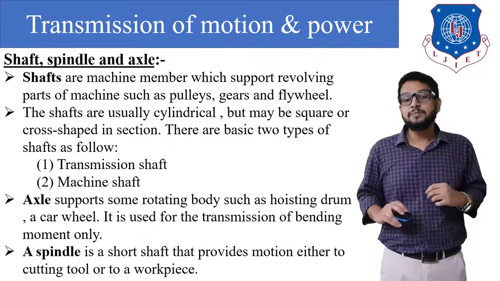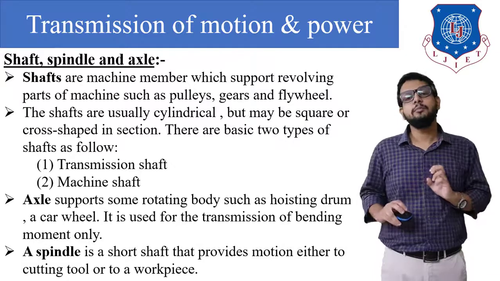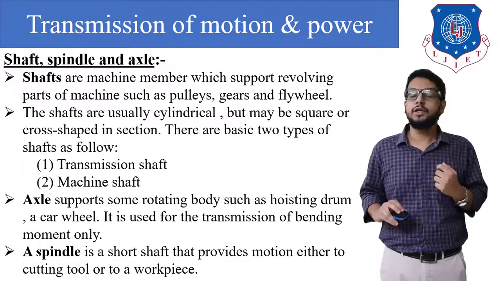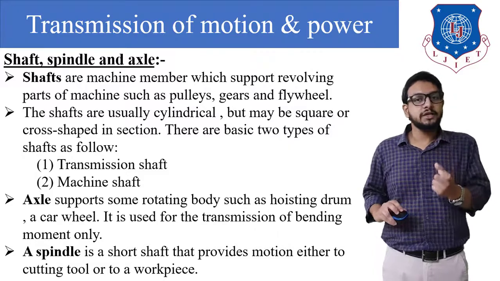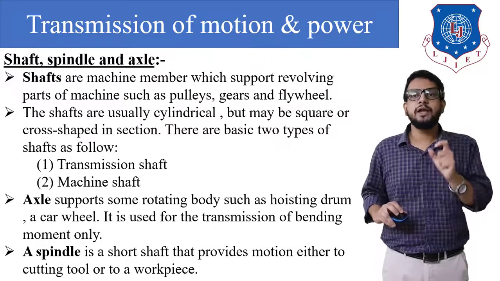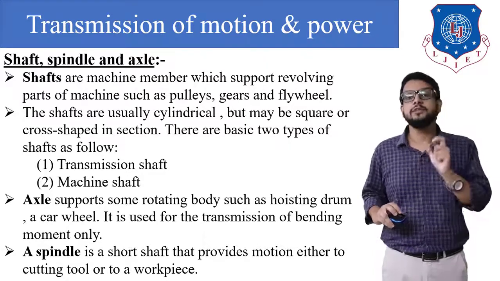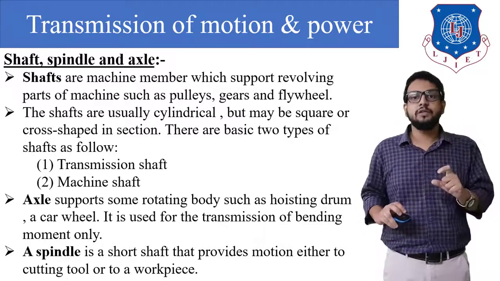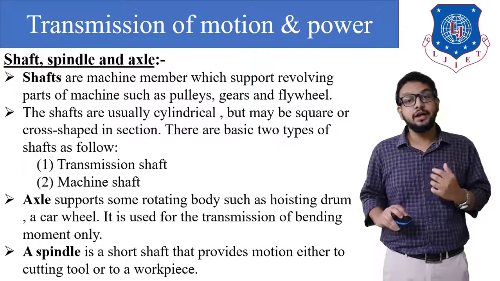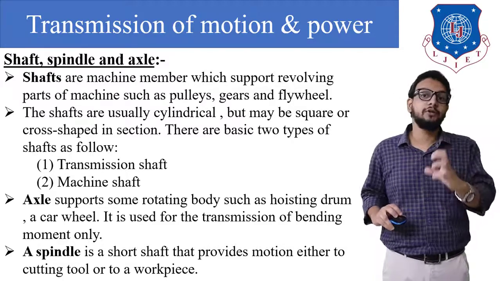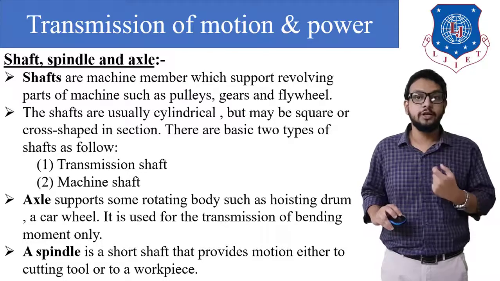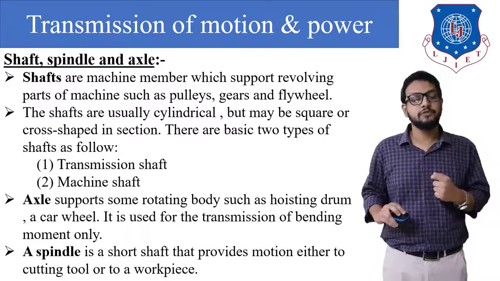Now next is a spindle. A spindle is a short shaft that provides motion either to the cutting tool or to the workpiece. Spindles are usually used in our mechanical workshops, in various machines such as the drilling machine, lathe machine, and grinding machines. In all those cases, a spindle shaft is used, and that shaft is a short shaft. Remember this characteristic. Now let's see further.